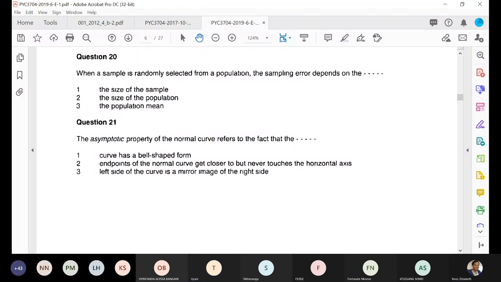Okay. When a sample is randomly selected from a population, the sampling error depends on. Remember what the sampling error is? Your sampling error is your population standard deviation divided by the square root of n. Number two. It can be number two. It depends on the size of a sample because we use n, small n, population. Exactly.